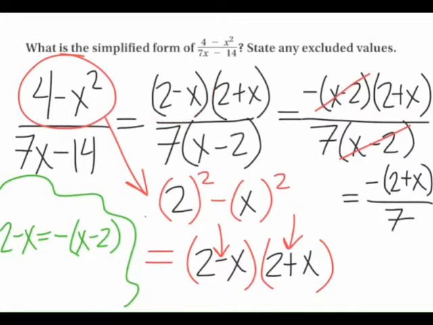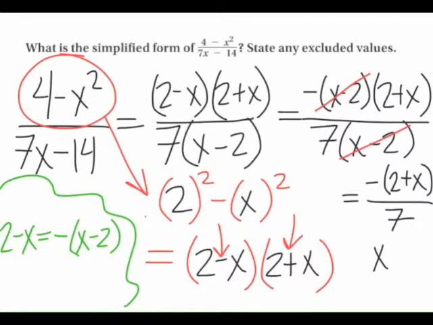So here's the moral of the story. If you see something on the top of the fraction which looks similar to the bottom of the fraction, except the order of the two terms are reversed, all you need to do is introduce a negative sign, and that will allow you to flip the order of one of the factors, and that will allow you to cancel them out. Alright, once we've got that, the last step is to identify the excluded value.